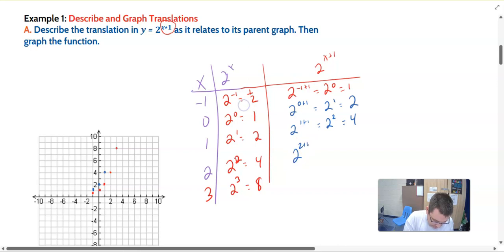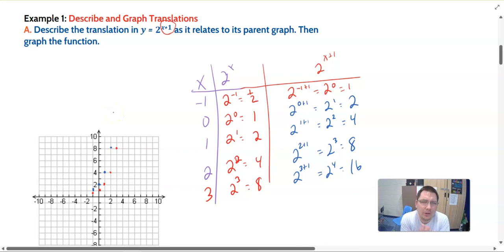2 squared plus 1. So that's going to be 2 to the third, which is 8. So I'm now at 2, 8. And then when I do 3, 2 cubed plus 1, so that's 2 to the fourth, that's 16. And so I'm off the top of the graph.